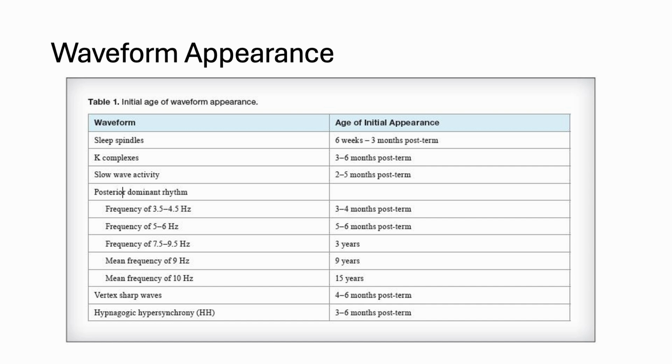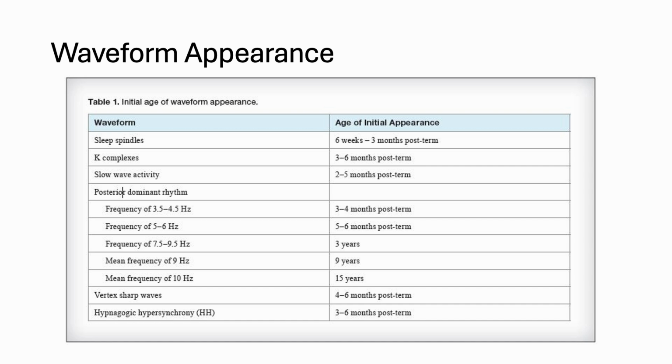The PDR gets faster with age, though. Between 3 and 4 months, the frequency is between 3.5 and 4.5 hertz. At 5 to 6 months, the frequency is 5 to 6 hertz. 3-year-olds show frequencies between 7.5 and 9.5 hertz, and 9-year-olds show a relative frequency of 9 hertz. And 15-year-olds, after another 6 years or so, show a 10 hertz PDR.